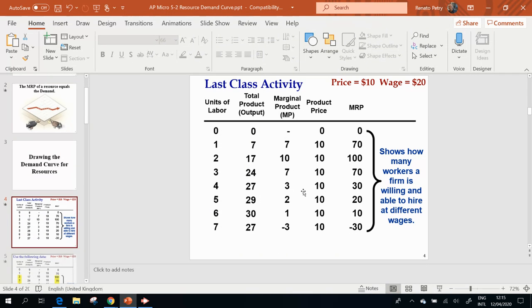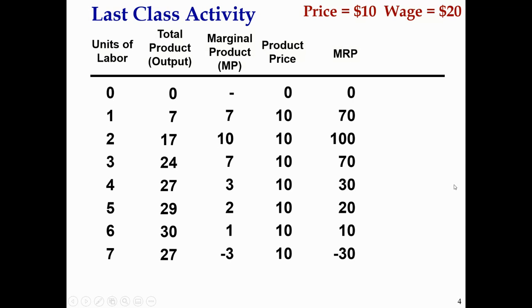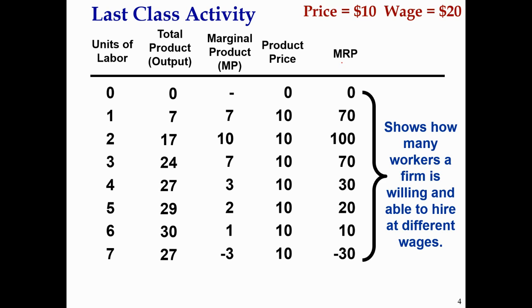As a reminder from our last class activity, the MRP, our marginal revenue product, shows how many workers a firm is willing and able to hire at different wages. Here, for a wage of $20, for 1 unit of labor I get a marginal revenue product of 70. For 2 units of labor, 100. For 3, 70 again. For 4, 30. For 5, 20. For 6, 10. And if I get 7, I start getting negative marginal revenue product.